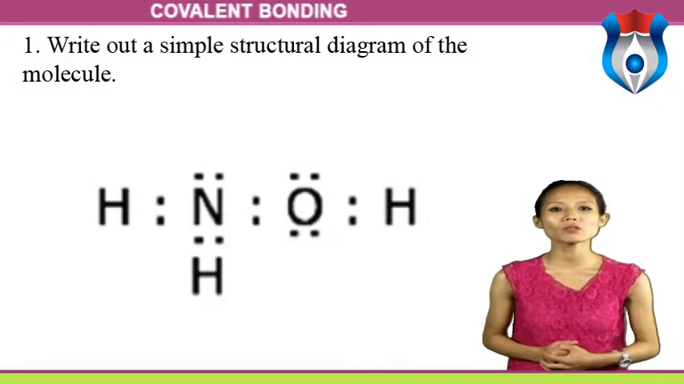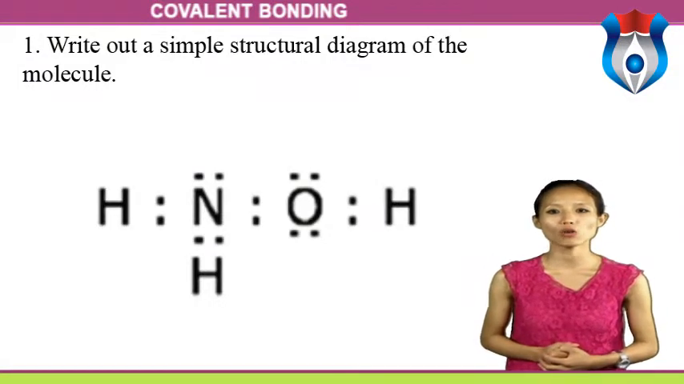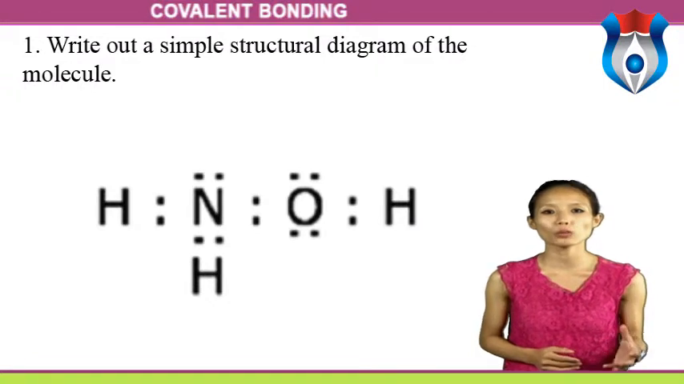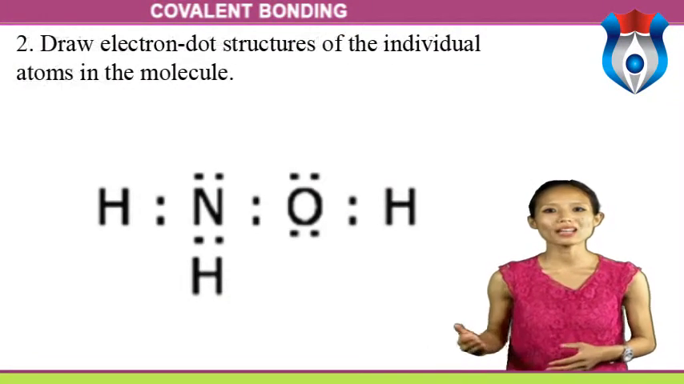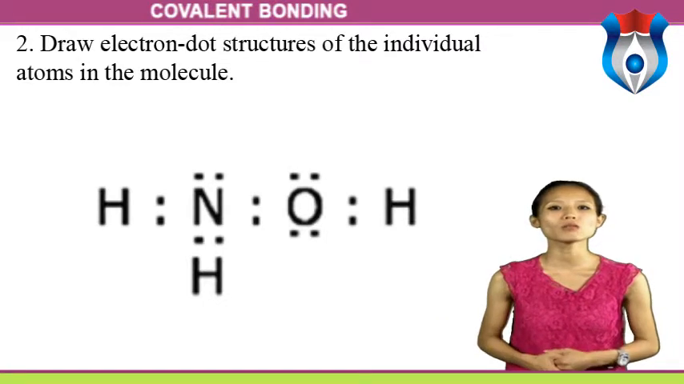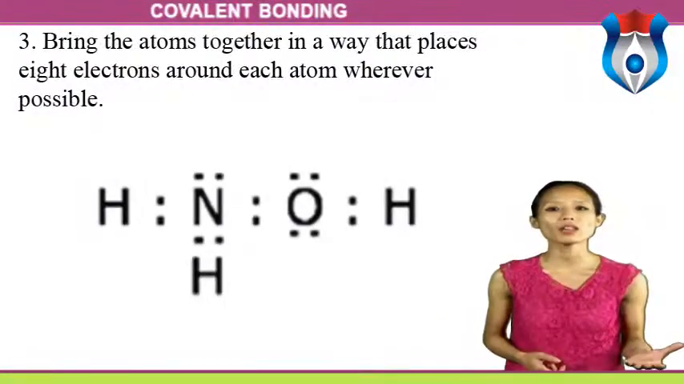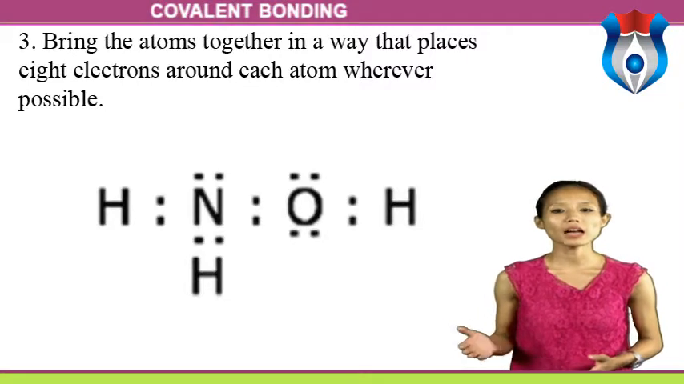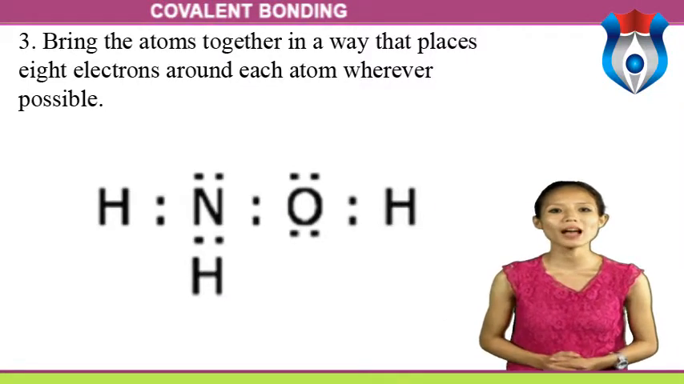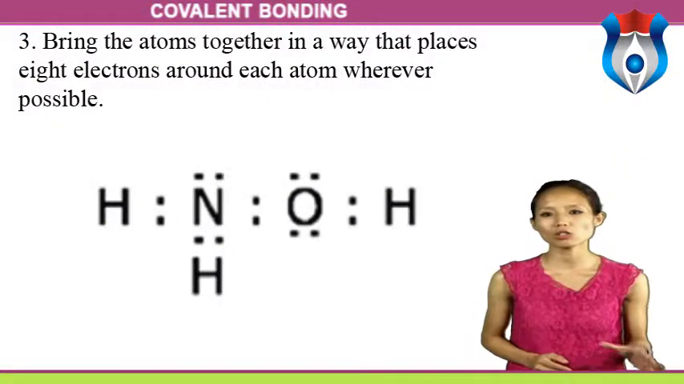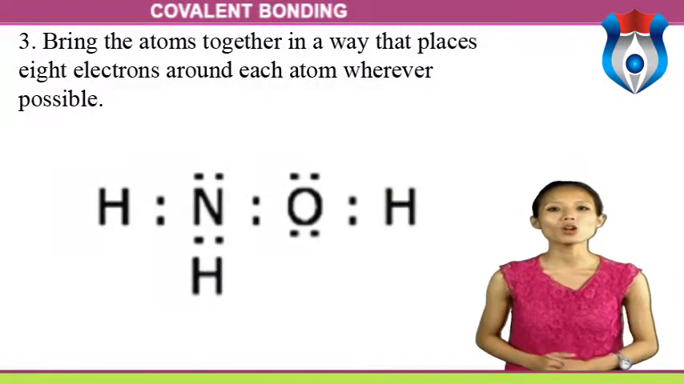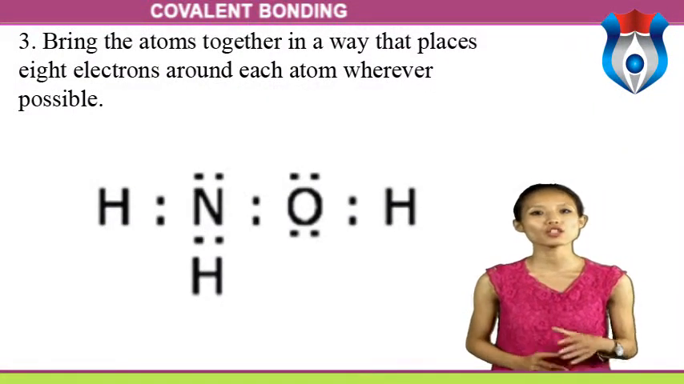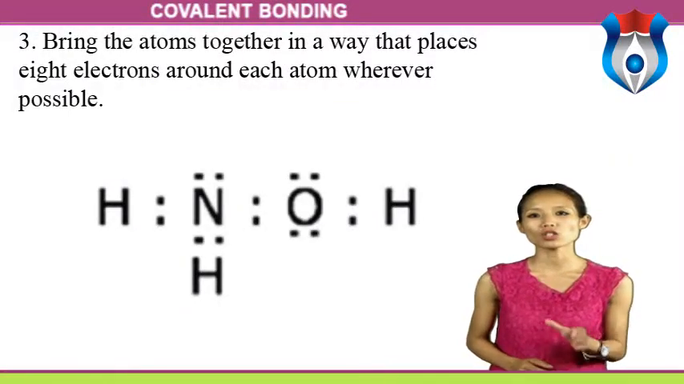The simple molecules for which electron dot structures are drawn can often be thought of as consisting of one or more central atoms to which other atoms are attached. Draw electron dot structures of the individual atoms in the molecule. Bring the atoms together in a way that places 8 electrons around each atom wherever possible. Of the 14 valence electrons, 8 are needed to form the 4 covalent bonds in hydroxylamine, leaving 6 to be distributed as lone pairs. Placing these on the nitrogen and oxygen atoms as shown yields a structure conforming to the octet rule.